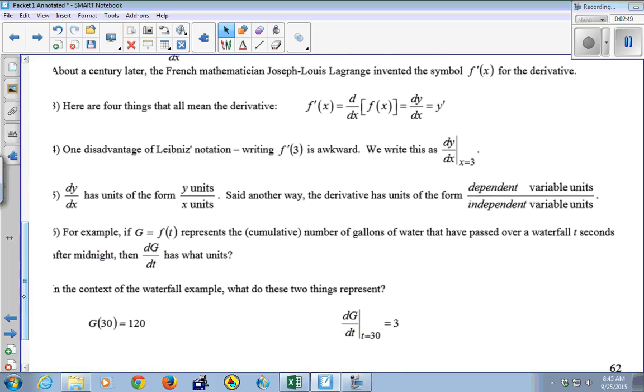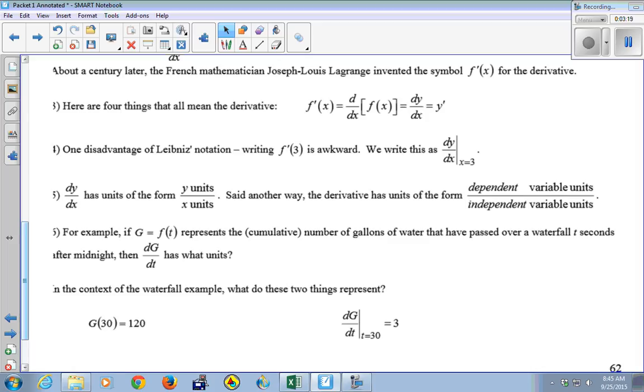Right, so one disadvantage of Leibniz's notation is that if you wanted to write the derivative evaluated at 3, with the prime it's really easy. It means you write f prime of 3. That's the derivative of f and plug in a 3. With Leibniz notation, you have to write it dy dx, and we put this vertical line that means evaluated when x equals 3. So it's just a little bit more cumbersome to write that.